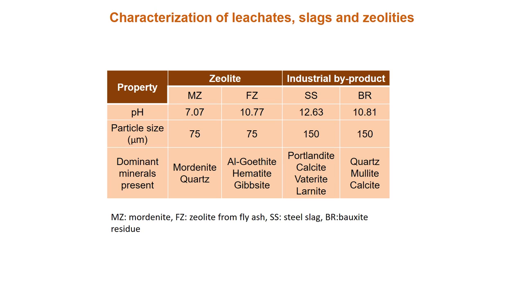The properties of the zeolites and slags used in the study were: pH indicated the materials are alkaline in nature. Particle size used for zeolites were less than 75 micron, and for slags less than 150 micron. The zeolites used were a natural zeolite, which is a mordenite, a fly ash zeolite obtained by alkali activation of fly ash, a steel slag, which is rich in portlandite and calcite, and a byproduct from alumina industry, which is termed as bauxite residue, which is rich in quartz, mullite and calcite.